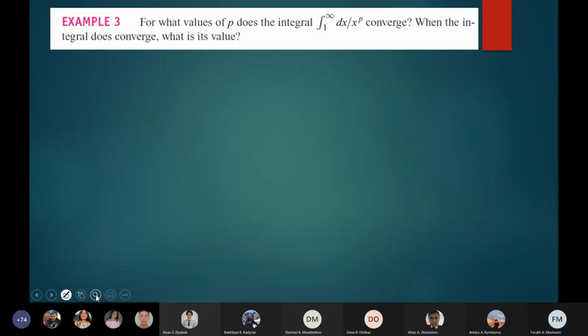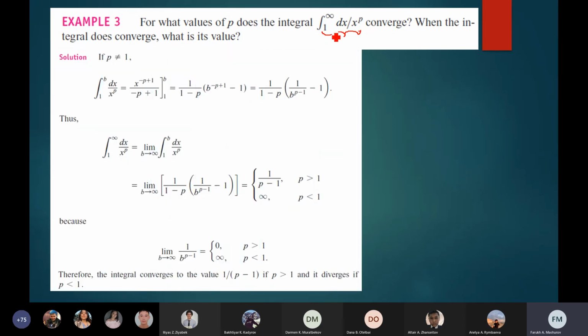Okay. Here, our question is this one, guys. If we have the function 1 over x to the power p, for what values of p does the integral converge, when we have the interval from 1 up to infinity?